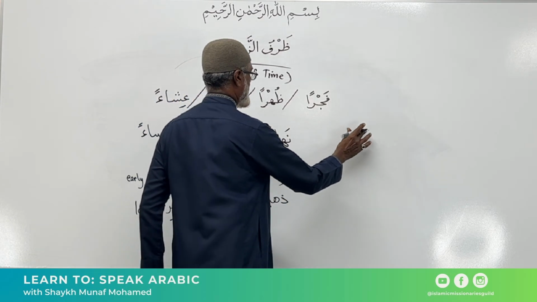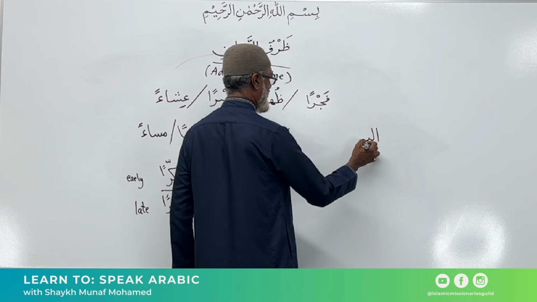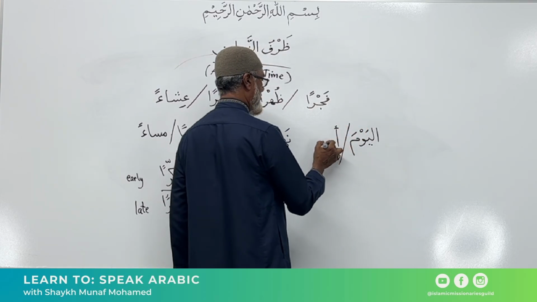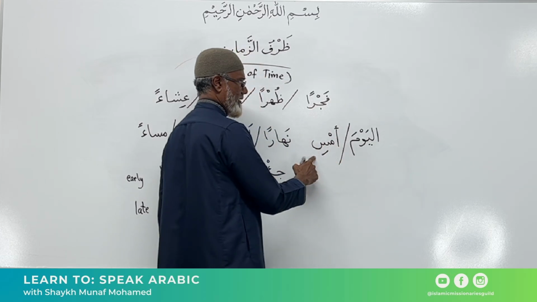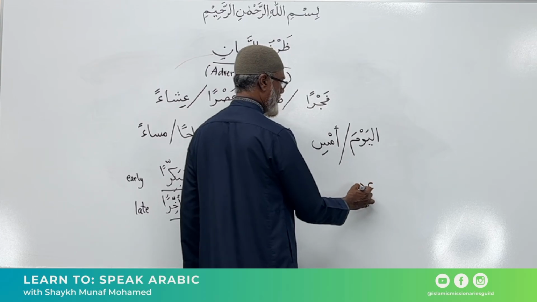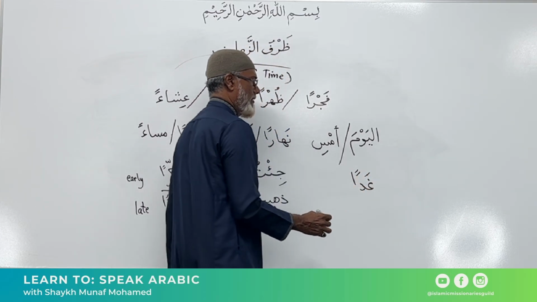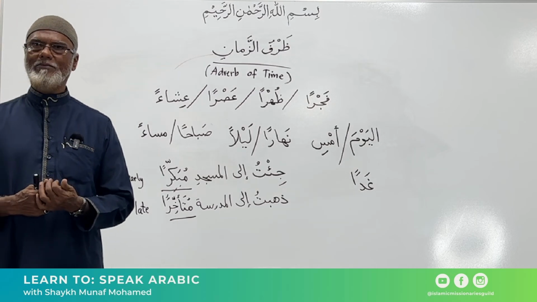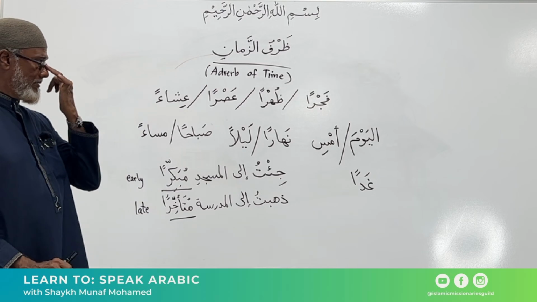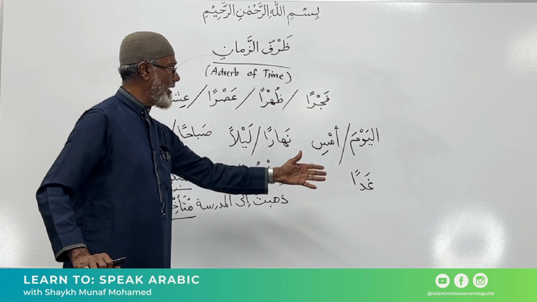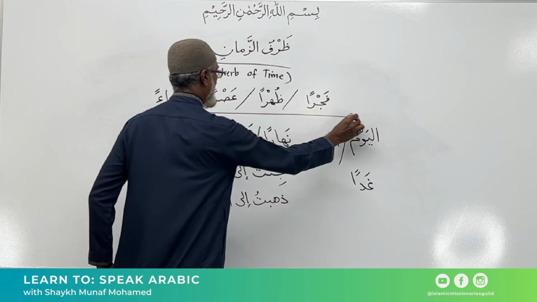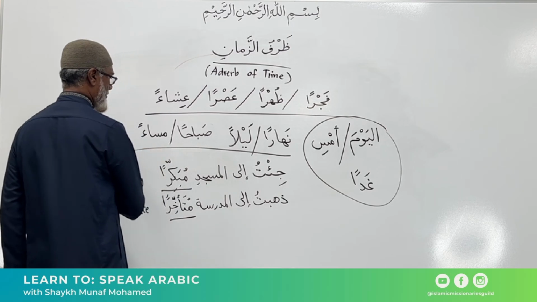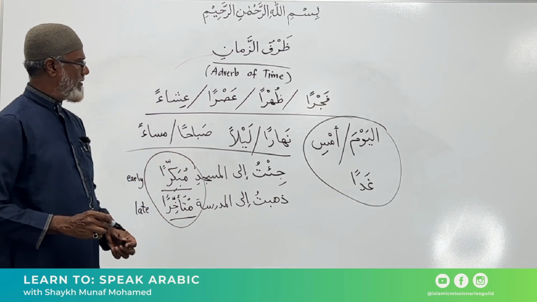Words like al-yawm. Al-yawma means today. And ams means yesterday. Amsi is yesterday. And tomorrow, ghadan. These are all adverbs of time. Al-yawm, ams, ghadan. So you could have them in different categories. This is another category here.